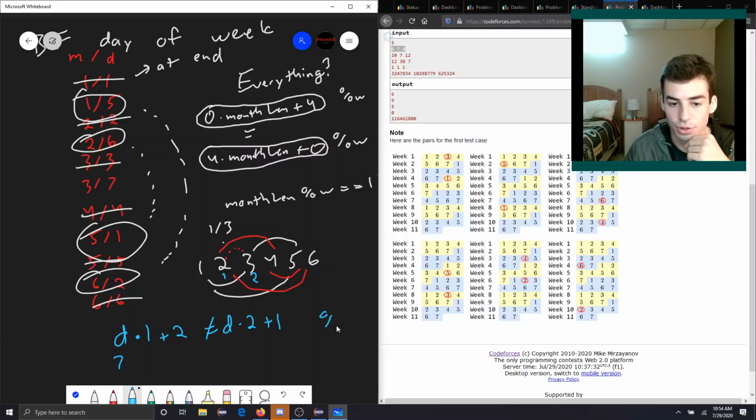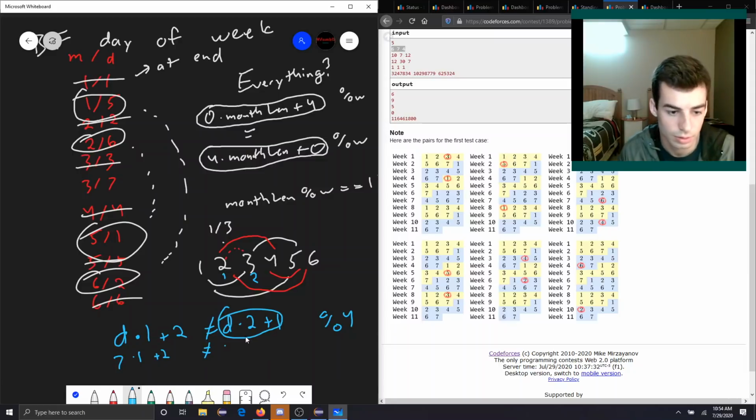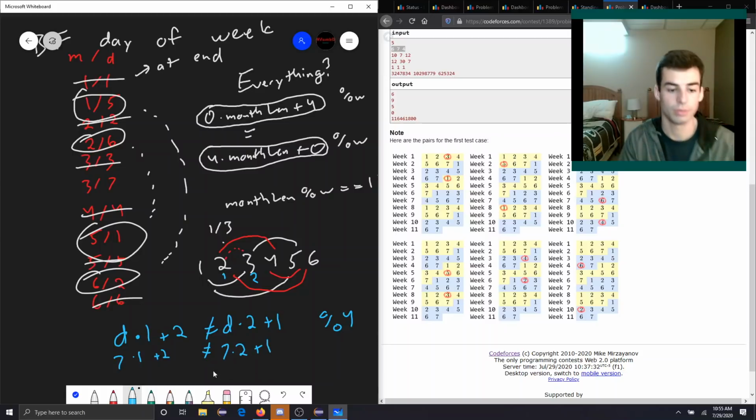Well, modulo, we're doing this all mod 4. So 7 times 1 plus 2 is not equal to 7 times 2 plus 1. So this 7 is really 3. So we're saying 5 is not equal to 7.